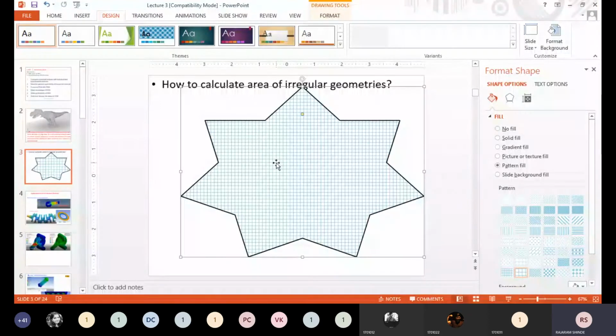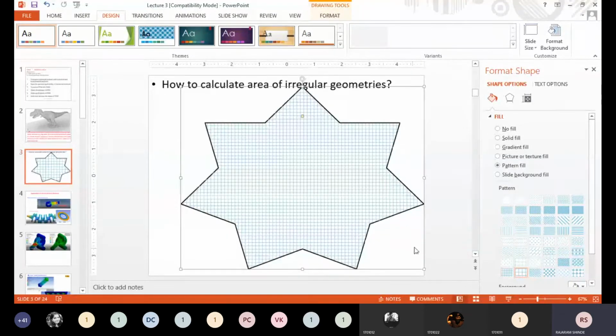Okay, and we know the area of individual square. Am I right? We are multiplying the number of full squares by the area of that full square. And then some half squares are there, that also we are counting. Some 1/4 squares are also there, that also we are counting. Okay, and we are assuming the half, 1/4, that is by judgment. Am I right? Do you agree with this? And by addition of areas of all squares, that will give the area of this geometry.